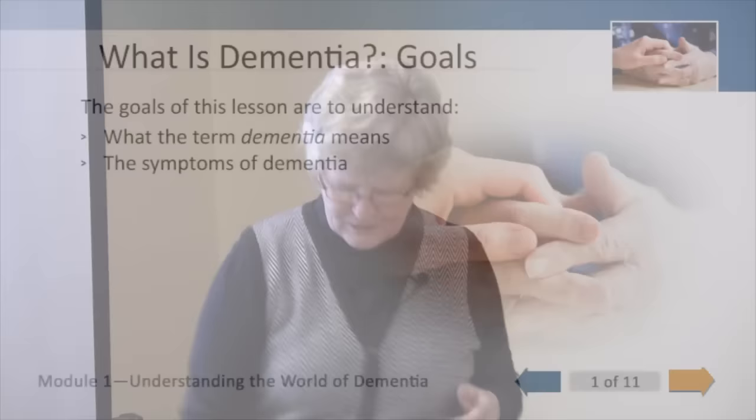It doesn't work. So we need to go into their world, and that's called validation. We validate where they are. What difference does it make if they think it is October the 10th, 1942? Does it make a bit of difference, does it? No. Okay. So let's talk about what dementia is.